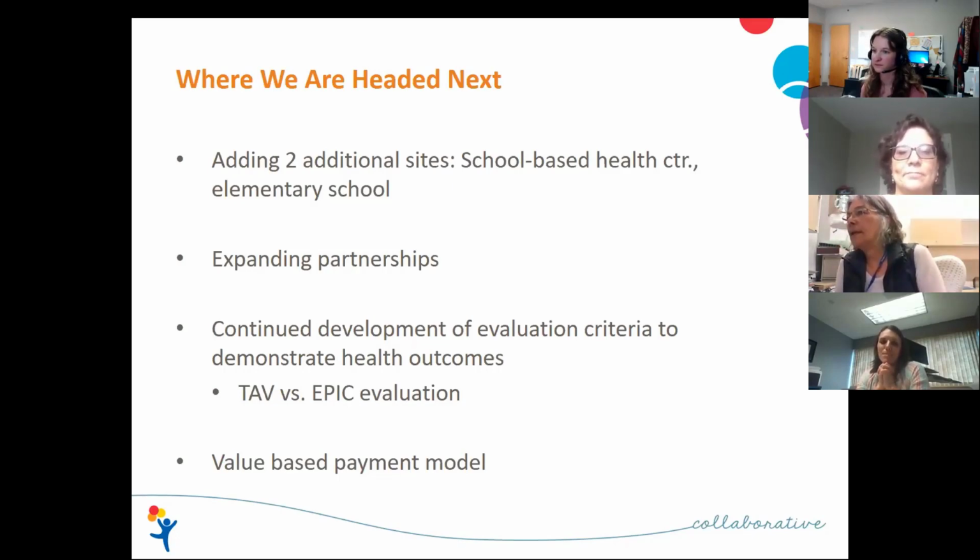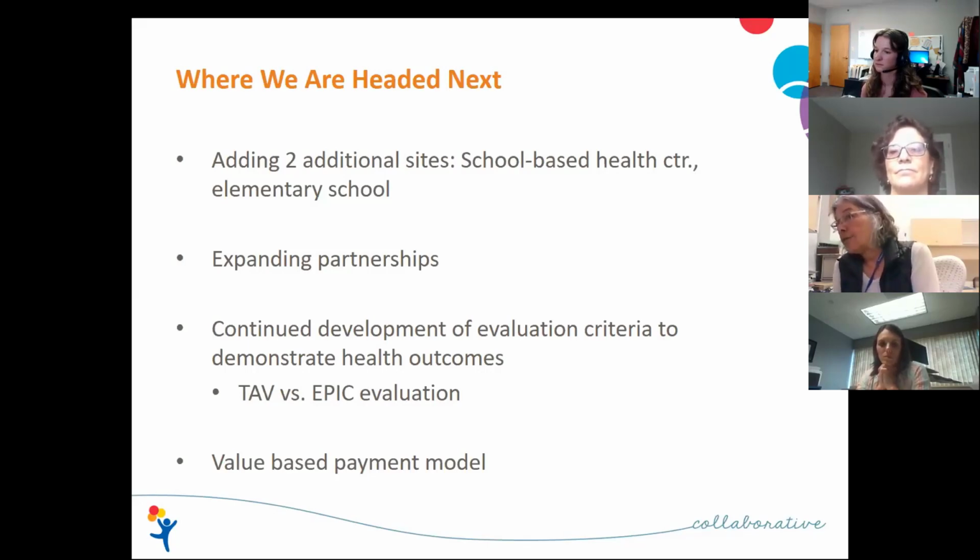We are expanding into a school-based health center in a high-need neighborhood here in Aurora, and we're expanding into an elementary school this year. The other thing we're doing is documenting who our partners are. So who are we referring to, and how can we work with those partners to enhance services to our families?